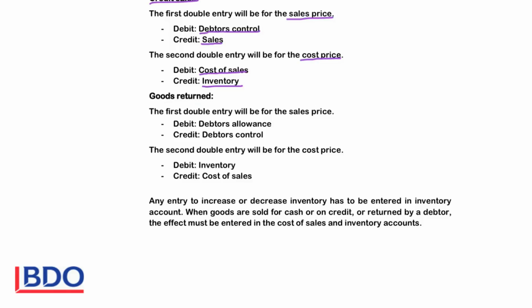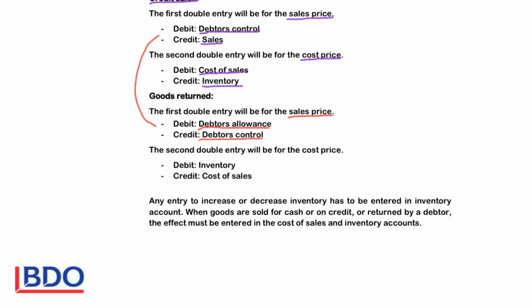When goods are returned, we will also complete two double entries. The first double entry will be at the sales price again. We want to reduce this sales because we don't have that income anymore. They return the goods, and sales is reduced via the debtors allowances account. So I will debit my debtors allowances account to decrease my income. I will credit the debtors control account to decrease the asset because the debtors owe us less money.